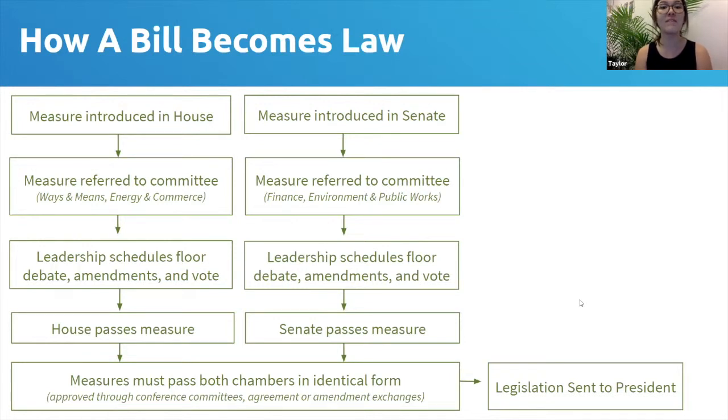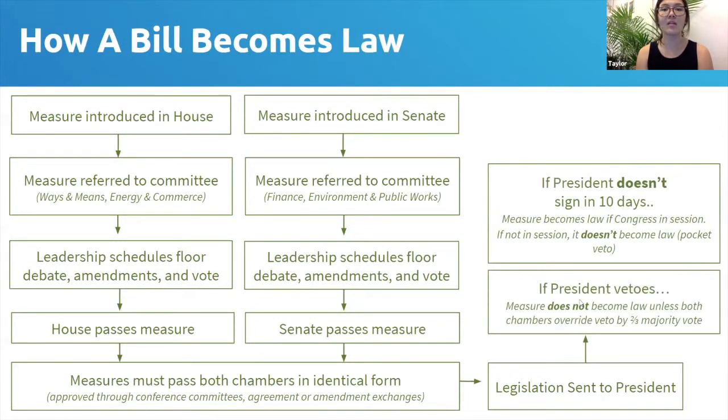The president may veto the entire bill. So the bill goes back to Congress for a second vote, in which it must get a 2/3 majority vote in each chamber in order to become law. If Congress adjourns within the 10 days of giving the bill to the president and he or she does not sign it, the bill will die. And this is what's called a pocket veto, because the president just puts the bill in their pocket and doesn't do anything about it.